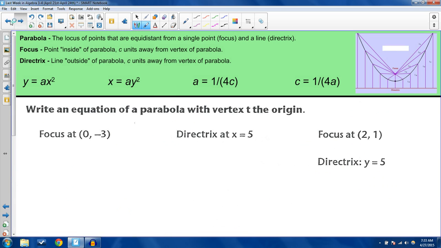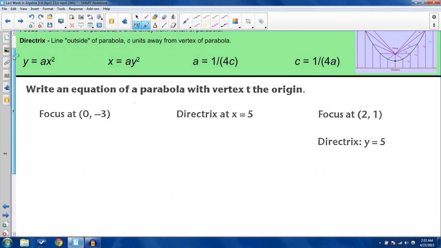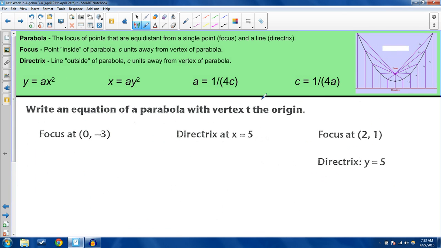Okay, let's see how much more we have. We have a few more, so I'm going to speed it up a little bit. Write an equation of a parabola with vertex at the origin. I think that's just for these two, so I'm going to separate that one.